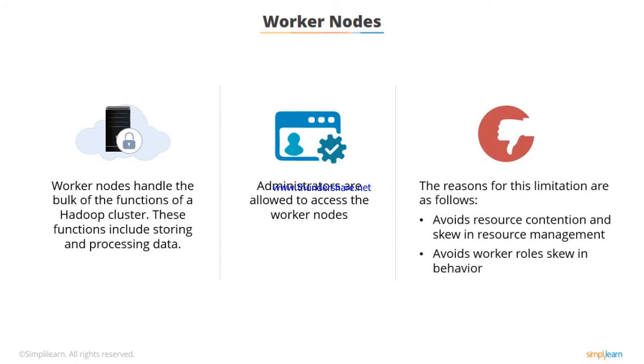Avoids resource contention and skew in resource management that may be a result of regular end users performing activities beyond the expected processes on a worker node. For example, user activity may disrupt or affect YARN's capability to consume resources as allocated. Avoids worker roles skew in behavior, which may be a result of end users using worker nodes for daily activities. For example, data ingestion from worker nodes may skew disk utilization.